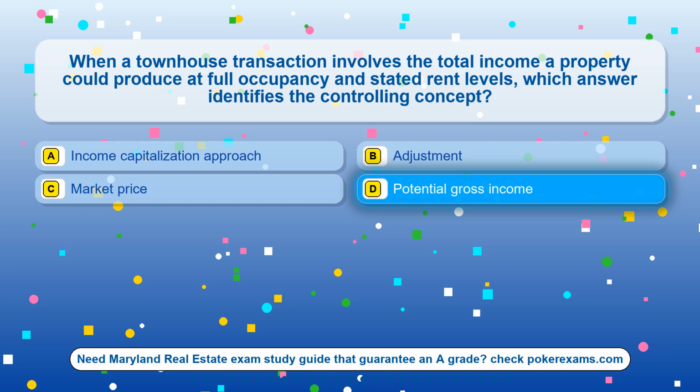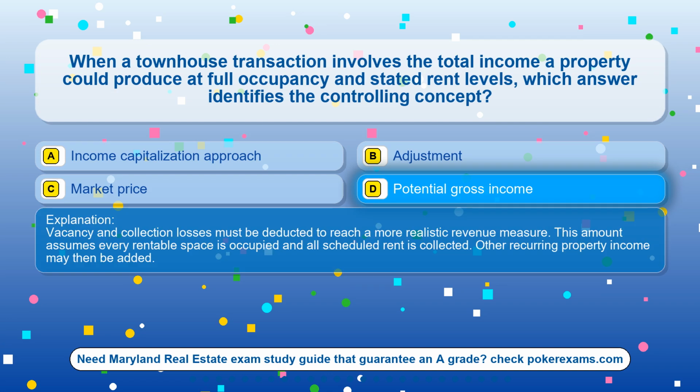The correct answer is option D, potential gross income. Vacancy and collection losses must be deducted to reach a more realistic revenue measure. This amount assumes every rentable space is occupied and all scheduled rent is collected. Other recurring property income may then be added.